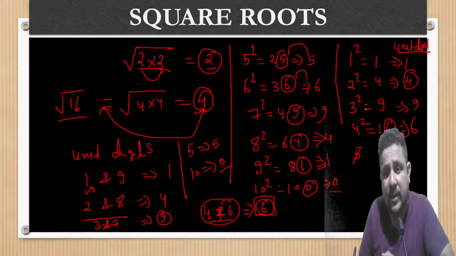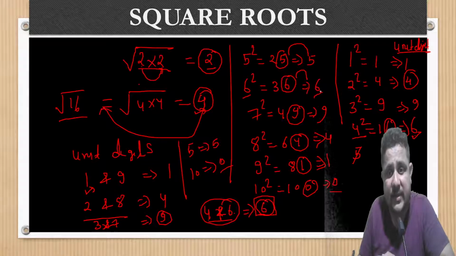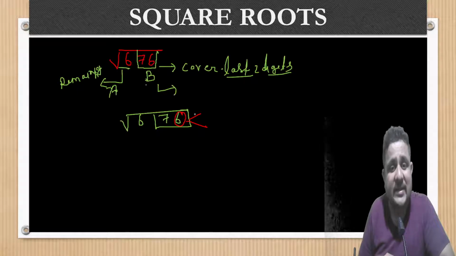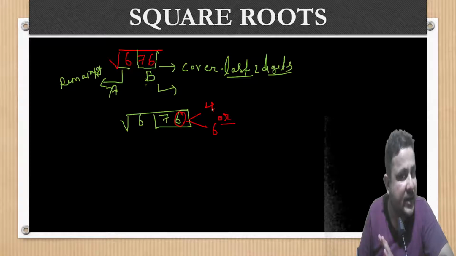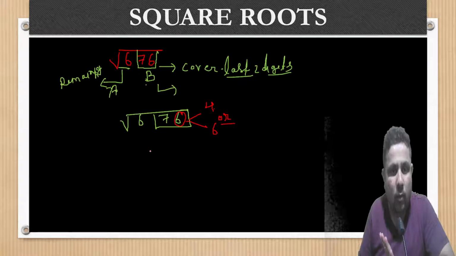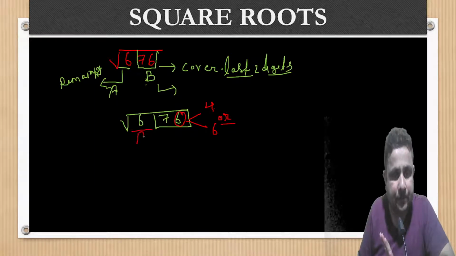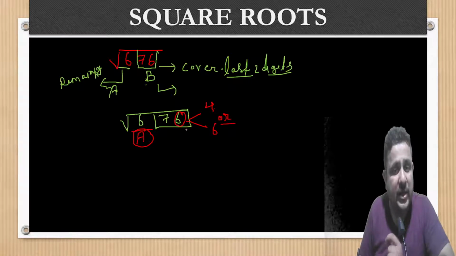You can see here, the unit digit of 4's square was 6, and the unit digit of 6's square was 6. So this decides the unit digit of your answer. It can be either 4 or 6, but you are not yet confirmed whether your answer's unit digit is 4 or 6. Now let's move on to part A. In part B, you make sure of the unit digit confirmation.